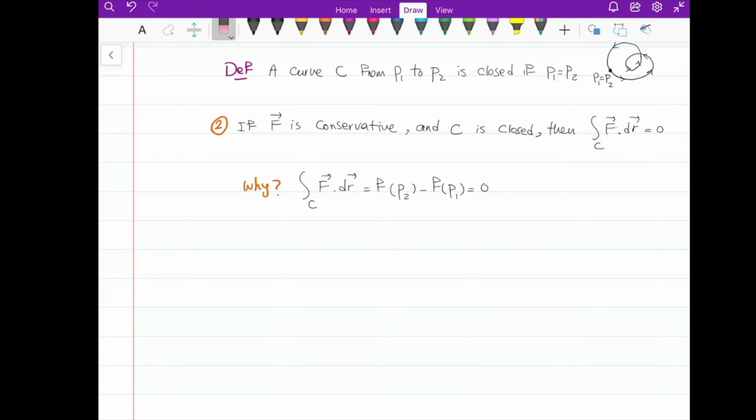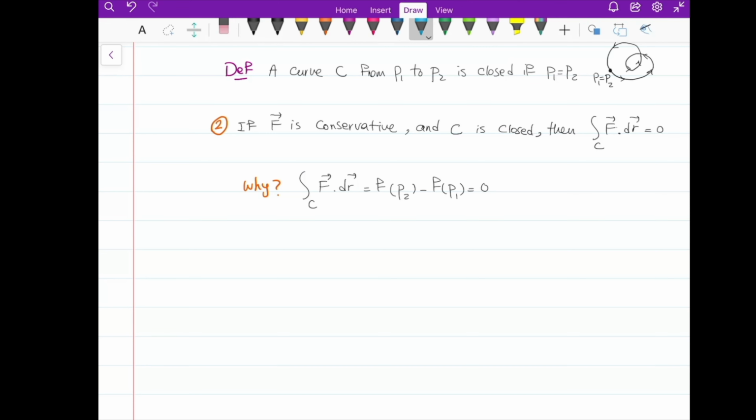Therefore, we cannot extract energy for free from a conservative vector field such as the gravitational vector field, because if f is conservative, then the work done for a conservative vector field over a closed curve is 0.